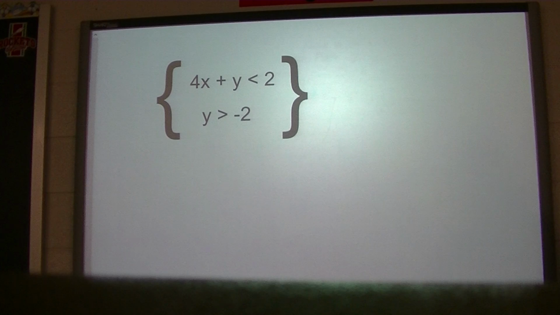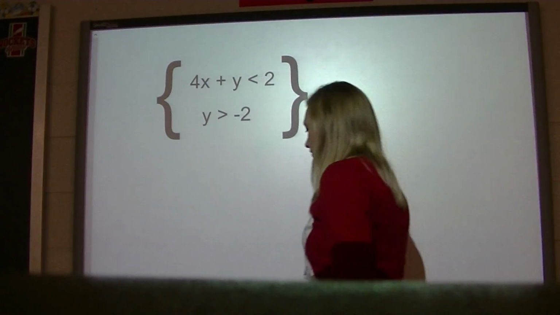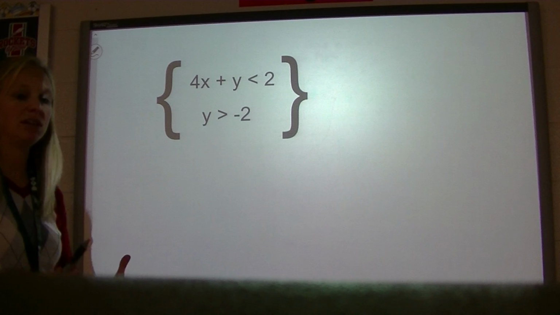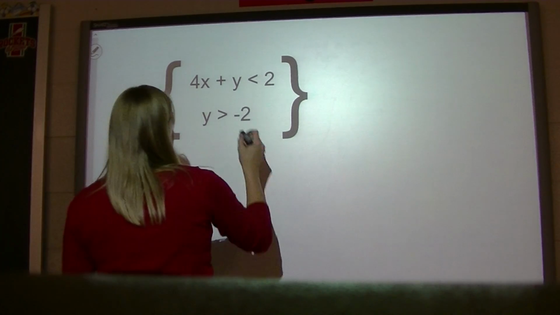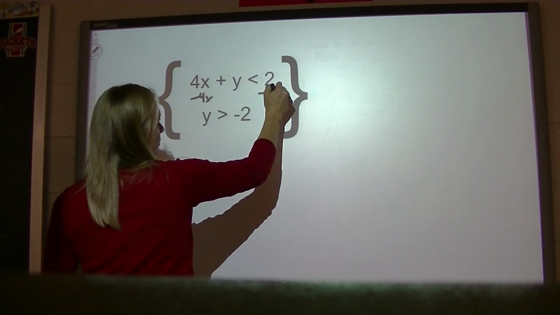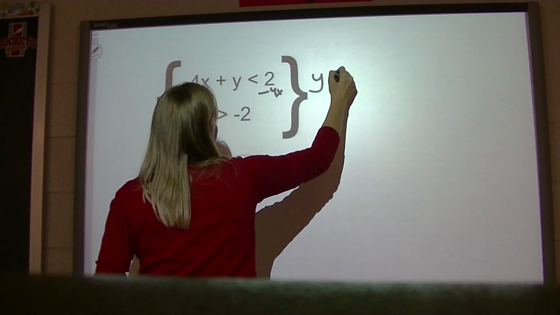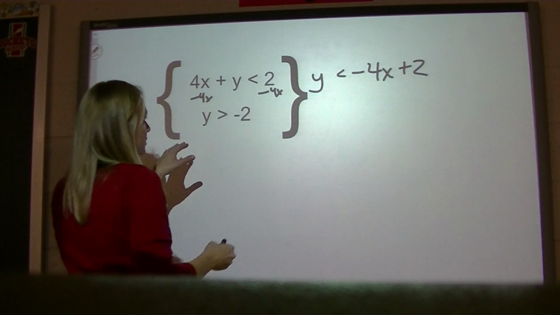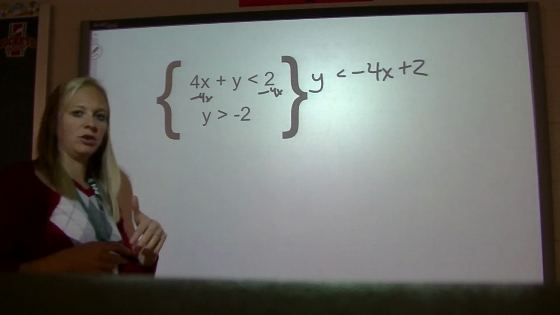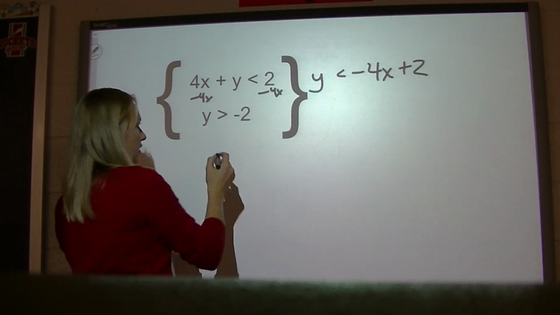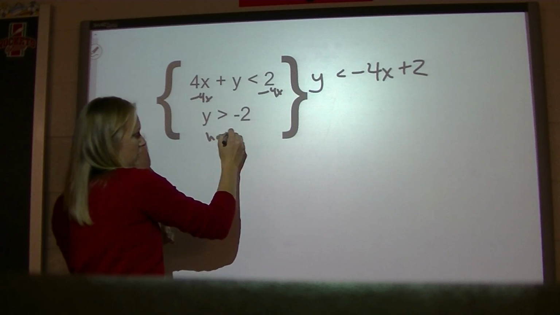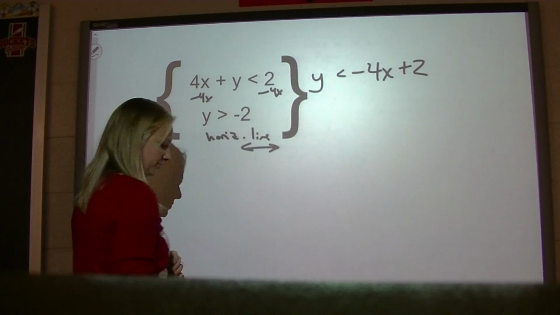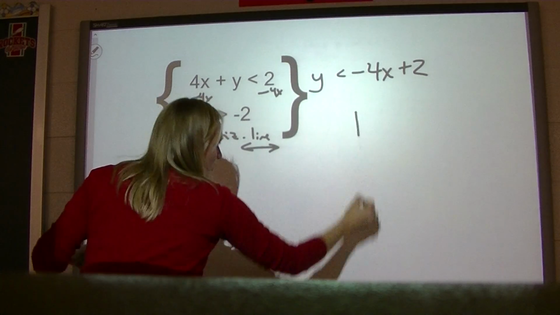So let's practice this a little bit more. So what do we do when we have an inequality in standard form? Well, get y by itself, just like we did before. So subtract your 4x from both sides, and you'll have y is less than -4x plus 2. This, y is greater than or equal to -2, and I put in your notes, remember, when you have y equals something, it's going to be a horizontal line. That's this way, okay? So let's graph that.